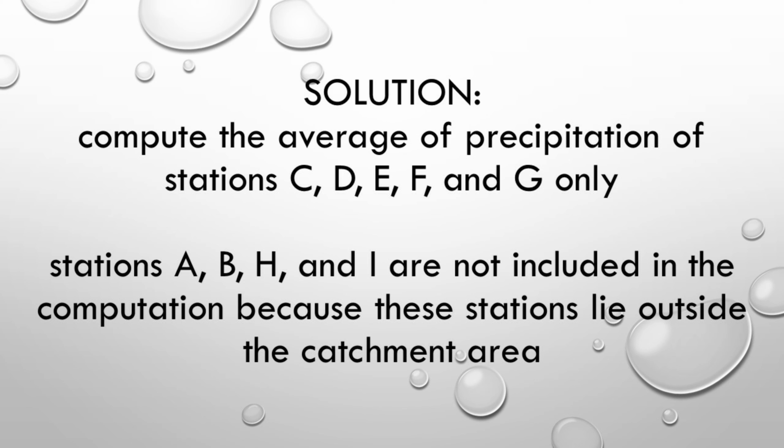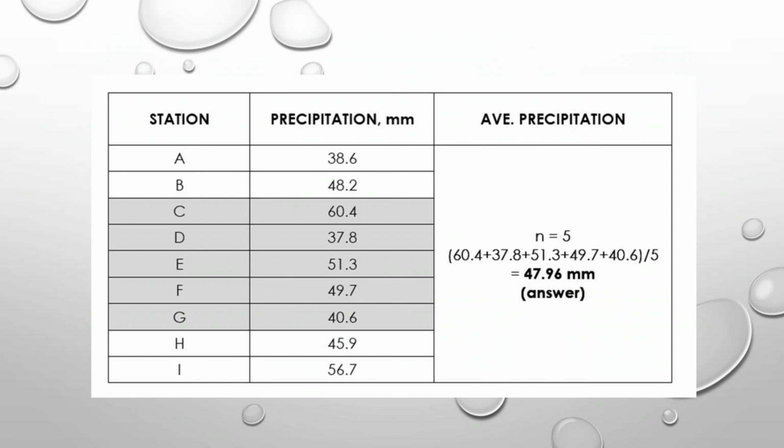Compute the average precipitation of stations C, D, E, F, and G only. Stations A, B, H, and I are not included in the computation because these stations lie outside the catchment area. So to calculate the average precipitation, we sum up stations C, D, E, F, G, then divide it by the total number of rain gauges, 5. The result is 47.96 millimeters.